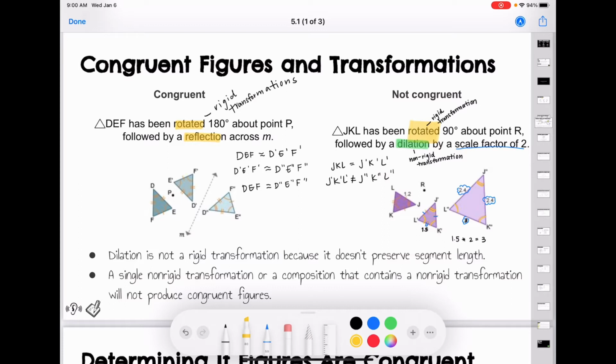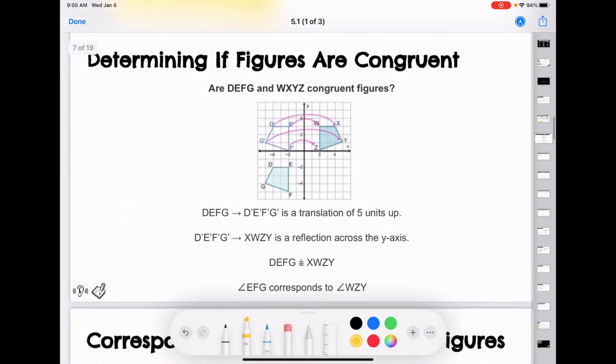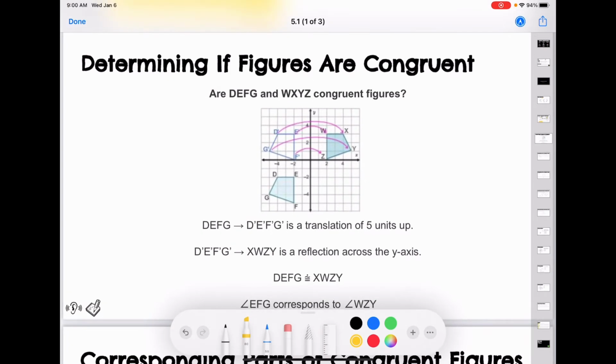A single non-rigid transformation, or a composition that contains a non-rigid transformation, will not produce congruent figures. So anytime we have any type of non-rigid transformation, we can automatically assume that we will not produce congruent figures from our original figure. Okay, let's move on. So let's determine if figures are congruent.